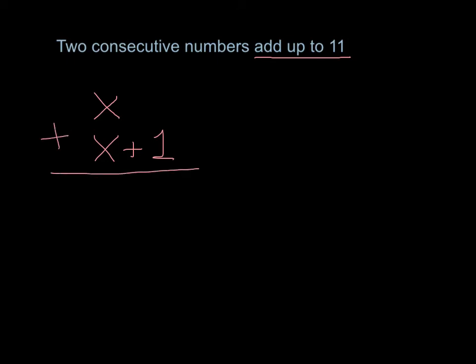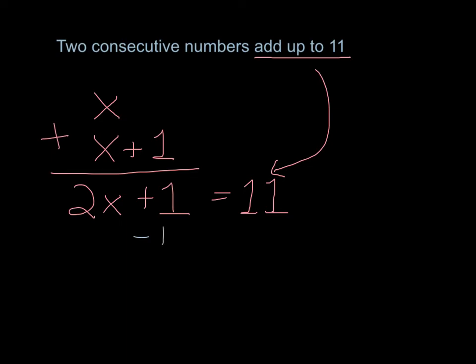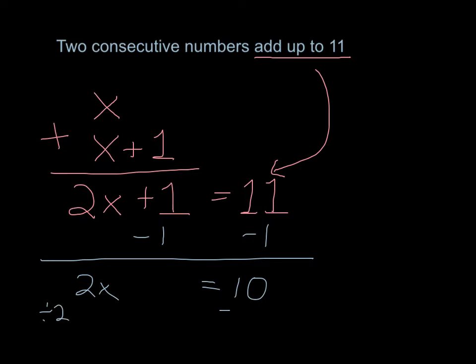X plus x plus 1 equals 2x plus 1. And we know that that equals 11. Well, I can solve that. I'll subtract 1 from each side. 2x equals 10. Divide both sides by 2. And I end up with x equals 5.